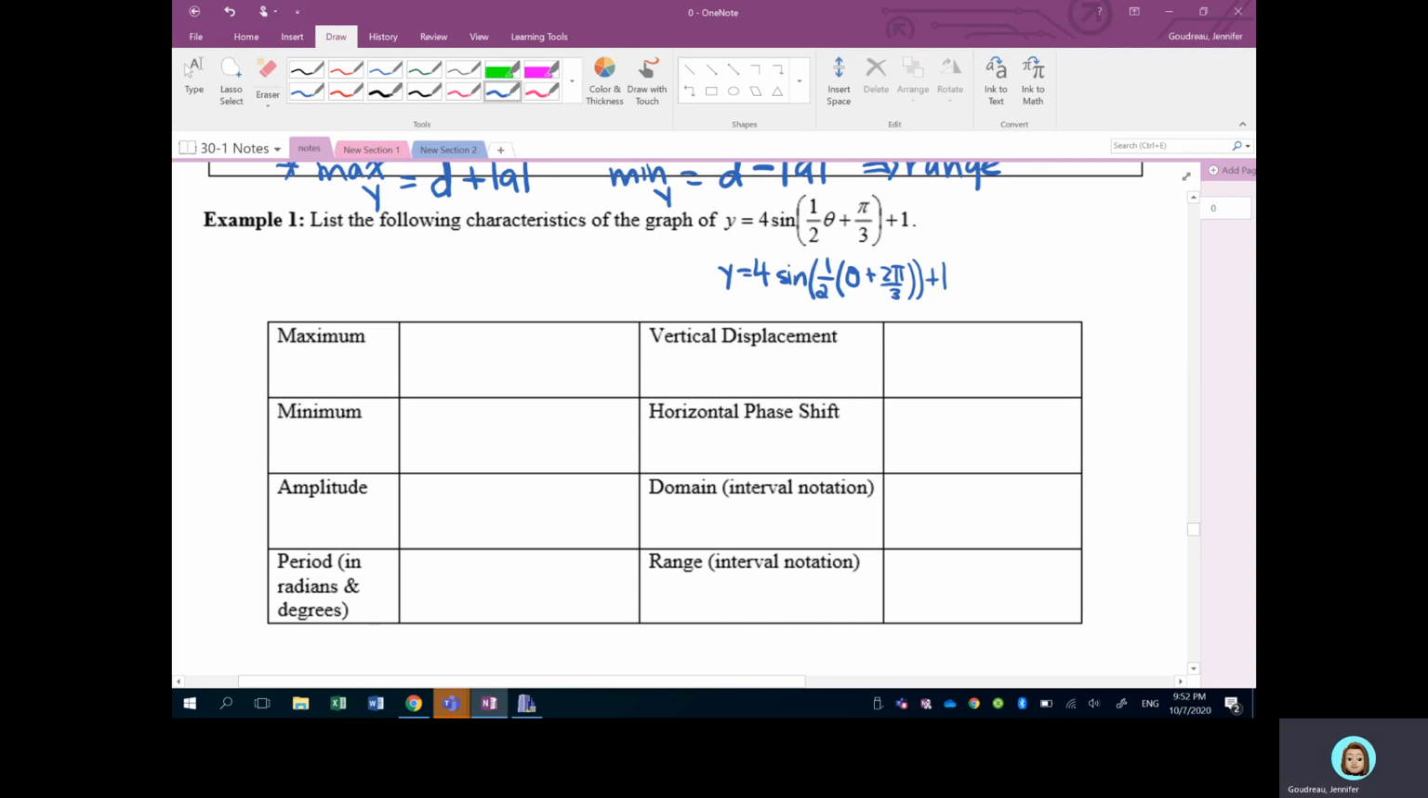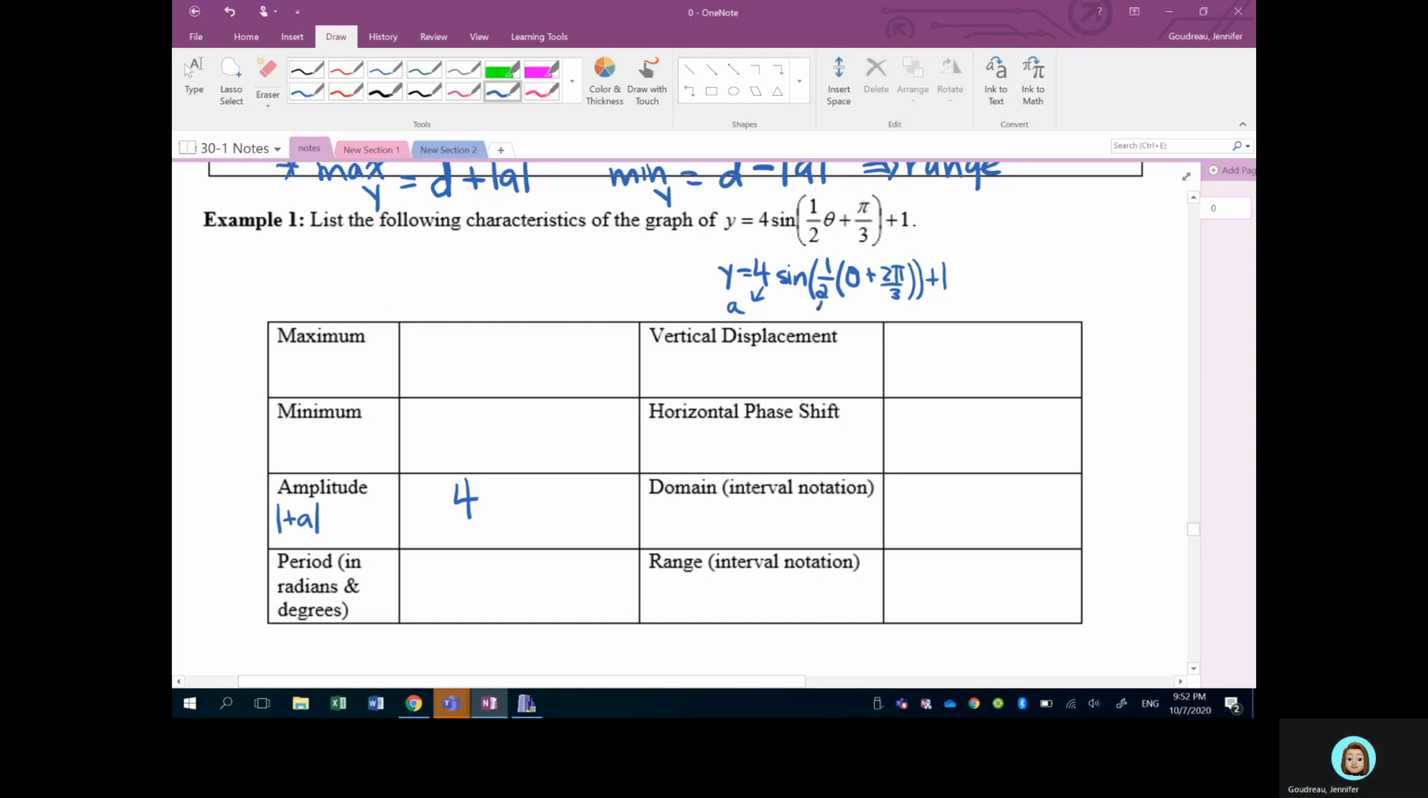Okay, so we said that A is 4 and A represents our amplitude. So for amplitude, we're going to put 4. Again, just pay attention. Even if that A value is negative, we are going to use the positive form of it. Amplitude is the absolute value of A.